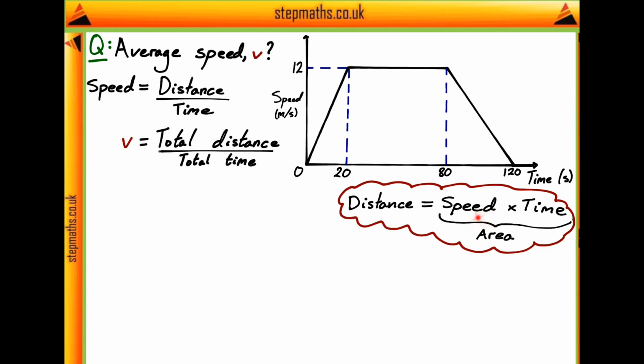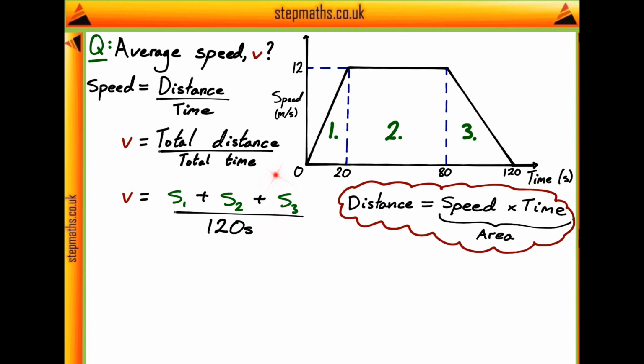So, for example, the total distance that the bus travels in this time is just the area under this whole graph. So what we can do is label our three different areas onto our graph to make it into some nice easy shapes. We've got a triangle, a square, and another triangle. Then our average speed V is just going to be given by these three distances, these three areas, divided by our total time, 120 seconds.